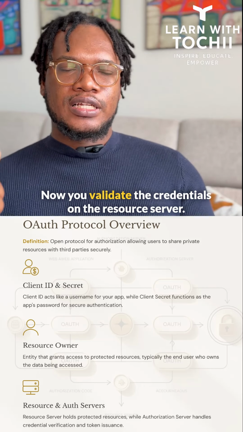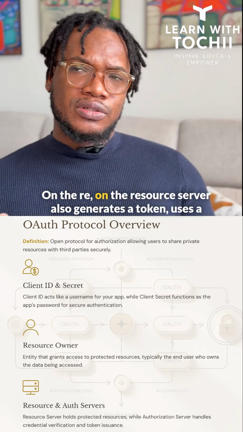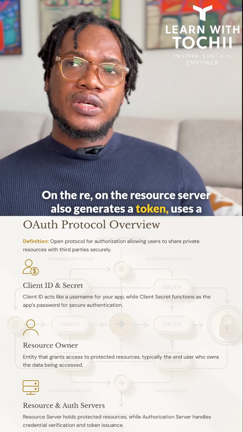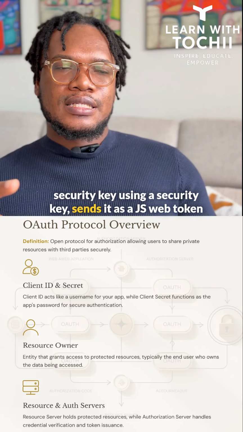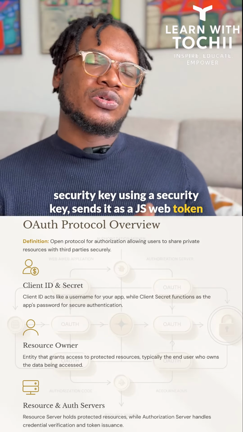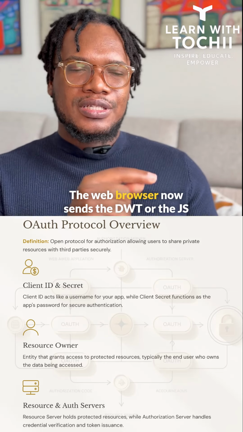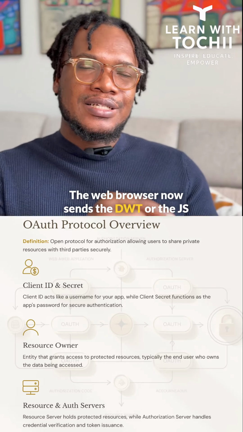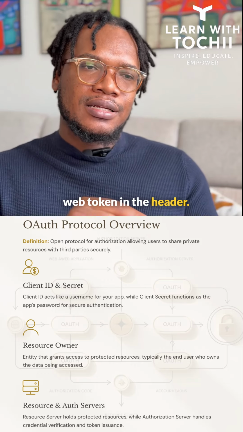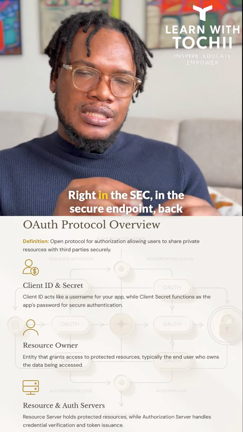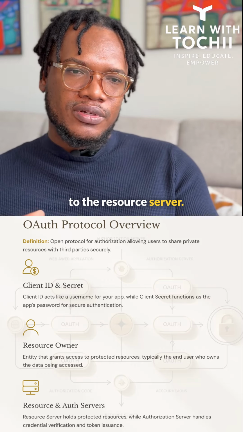Now, you validate the credentials on the resource server. The resource server also generates a token, uses a secret key, and sends it as a JSON web token back to the web browser. The web browser now sends the JWT, or the JSON web token, in the header, right, in a secure endpoint back to the resource server.